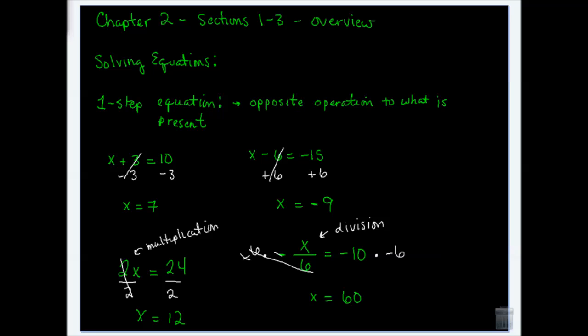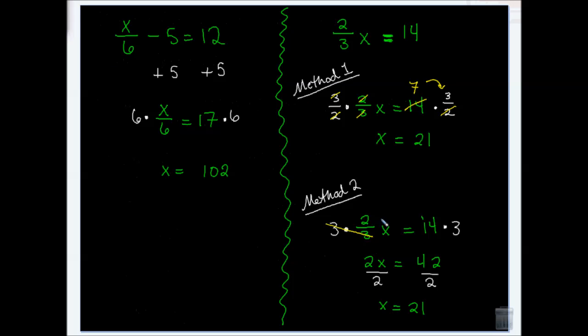So basically, if they subtracted, you add. If they added, you subtract. If they multiplied, you divide. If they divided, you multiply. So essentially 2/3 x is the same thing as saying 2 times x divided by 3. Numerators are multiplication, denominators are division.